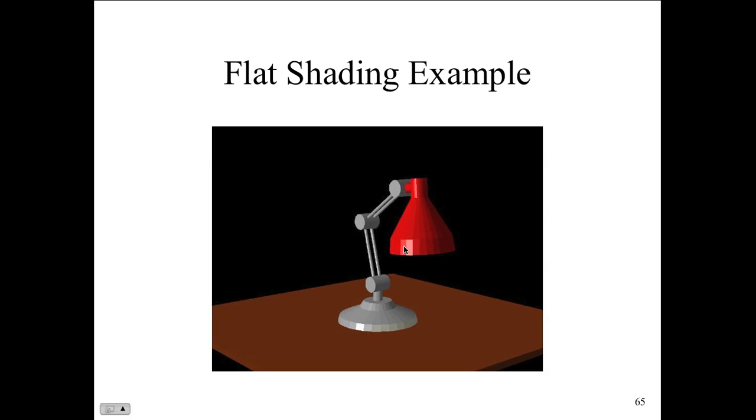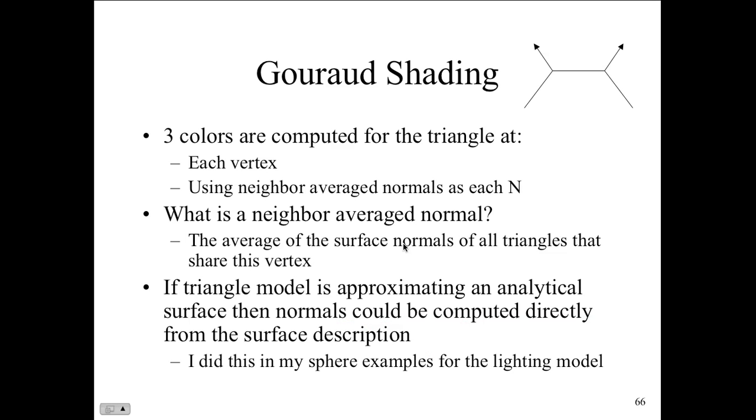Actually, you can see this piece here in the description. So if you take the three colors and you compute them at the triangle and you find the vertex of each one of the colors and use the neighboring average normals, and then you take away the lines, you get a smoother shading. So what is the neighbor average normal? Well, that's an interesting calculation. You have to come up with a formula for that. It's the average of the surface normals for all of the triangles that share this vertex. So you have to pretty much figure out who the neighbors are, come up with the average, and then shade it smoothly. Then you get rid of the transition points between the polygons. So the triangle model is approximating an analytical surface.